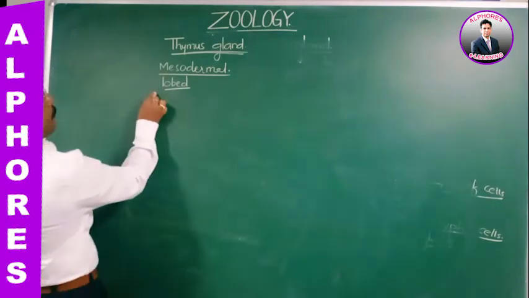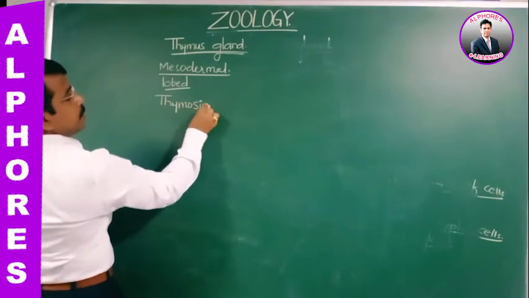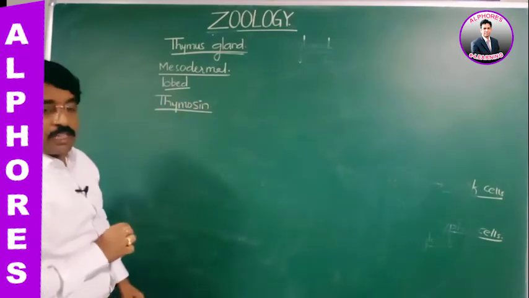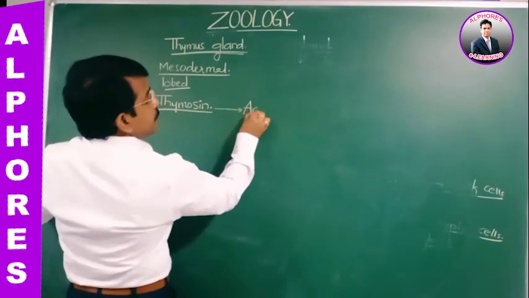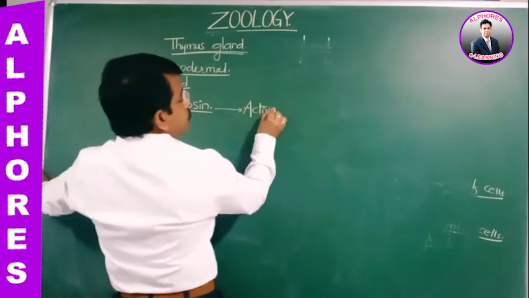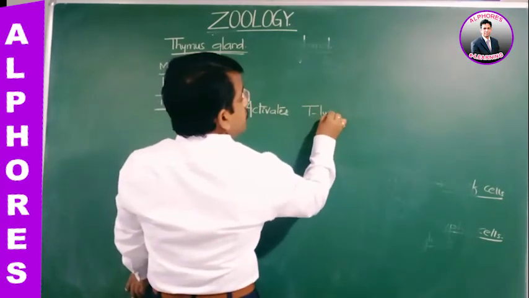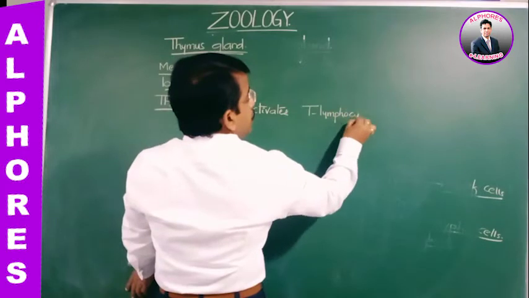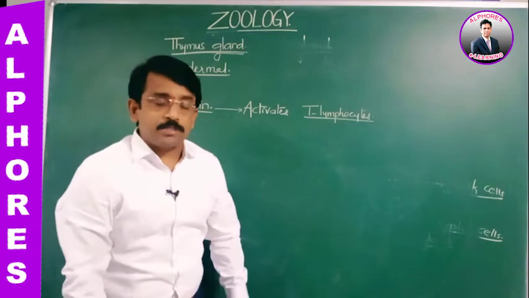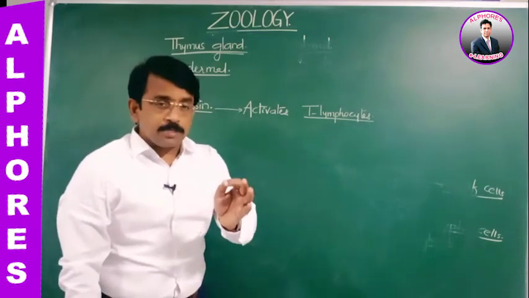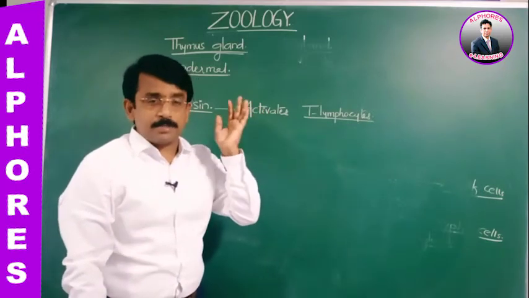The thymus gland secretes a peptide hormone, thymosin. Thymosin activates the lymphocytes, the T lymphocytes. We know very well that the thymus is considered a primary lymphoid organ. In the immune system, we discussed that red bone marrow and thymus are the primary lymphoid organs.